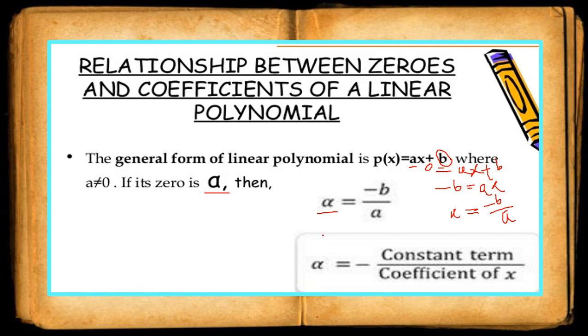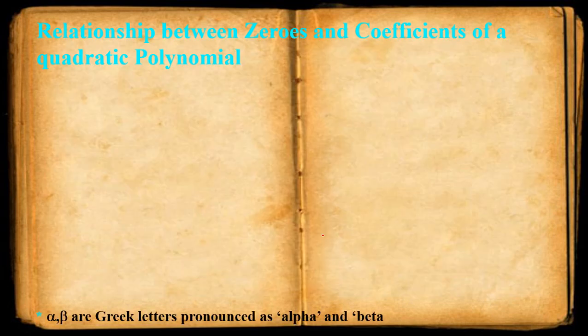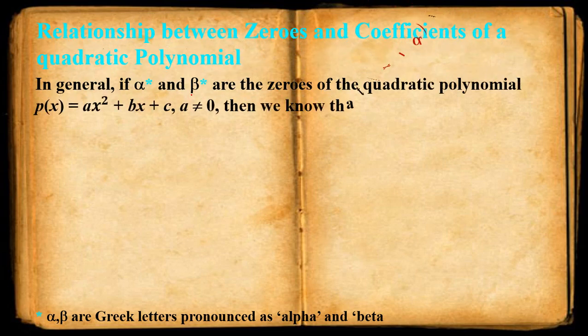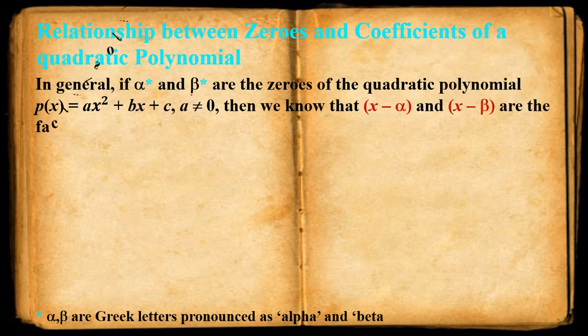Now what will be the relation when the polynomial is a quadratic polynomial? Let us take a quadratic polynomial in the form ax square plus bx plus c, and we know that in a quadratic polynomial, a is not equal to 0. Also, alpha and beta are the zeros of this quadratic polynomial. We are giving the names of the two different zeros as alpha and beta.